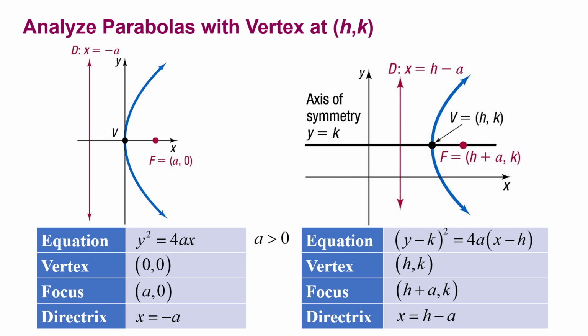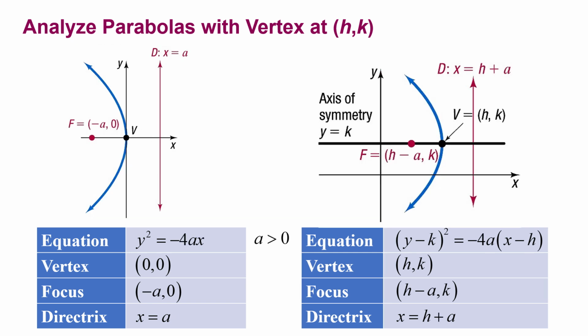Now on the right-hand side of this slide, we have the graph of the shifted version, which has equation, the quantity y minus k squared equals 4a times the quantity x minus h. This is a parabola opening to the right, with a vertex at h, k, focus at the point h plus a, k, and the directrix is the line x equals h minus a. Now let's note that the focus and directrix both lie a distance of a from the vertex.